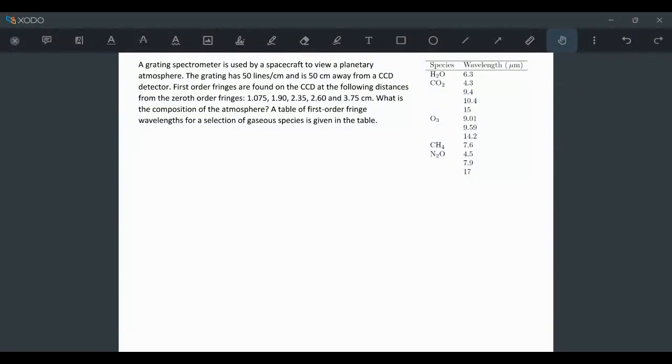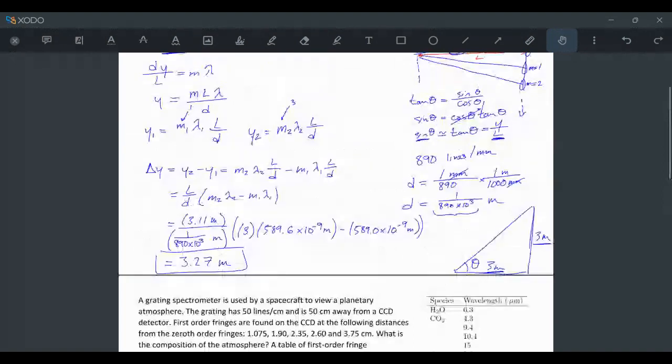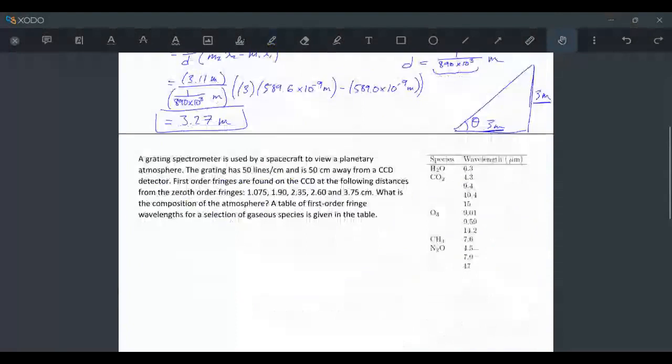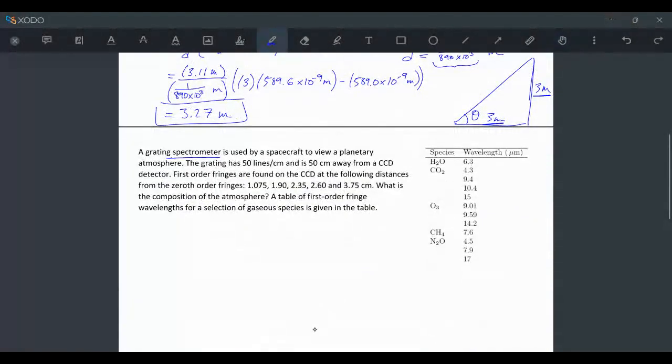Okay, question 2. Pretty similar setup, the exact same kind of experimental setup and physics. We have a spectrometer used on a planetary atmosphere. So what this is, we have a diffraction grating like we had here, the same setup, so I'm not going to draw it again. And the word spectrometer just means you can do analysis to figure out what's in things. So this grating spectrometer we're using to look at a planetary atmosphere and figure out the composition of the atmosphere.